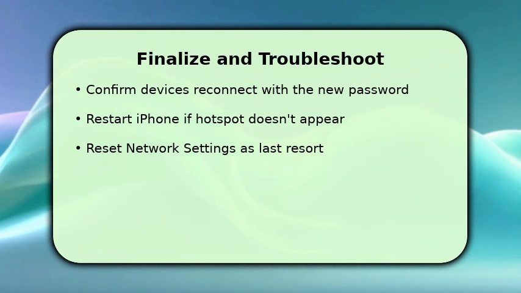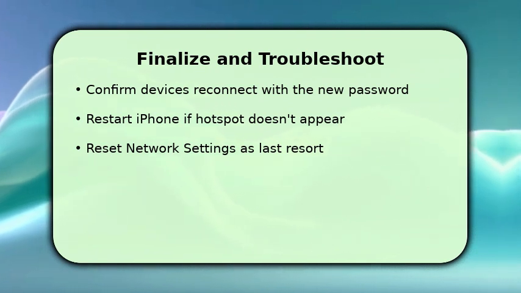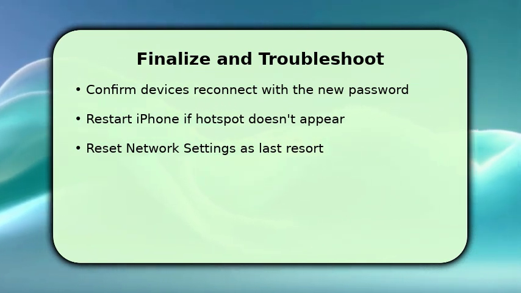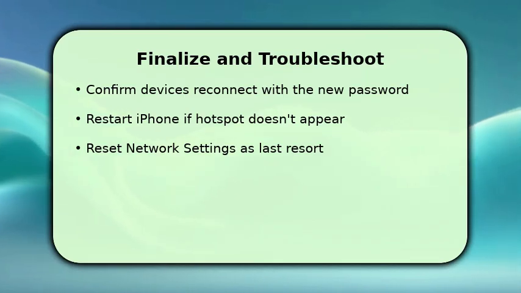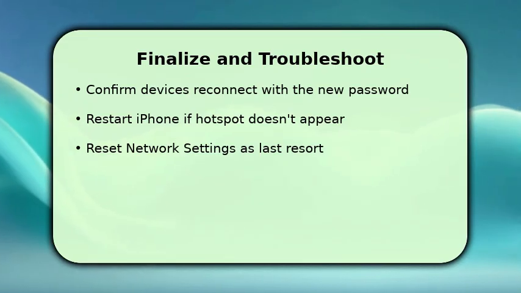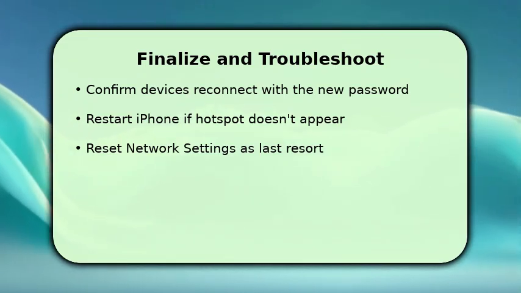Enter it when prompted. If the hotspot option or new password doesn't show up, toggle Personal Hotspot off and on, or restart your iPhone to refresh services. If problems persist, reset network settings to clear cached configurations. This will remove saved Wi-Fi networks, so be prepared to re-enter them.